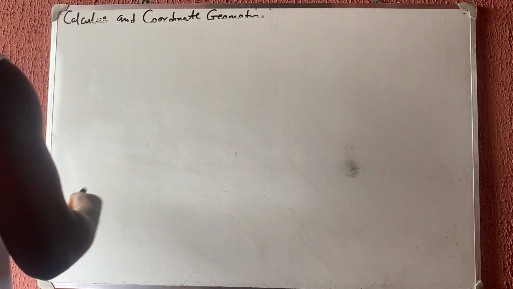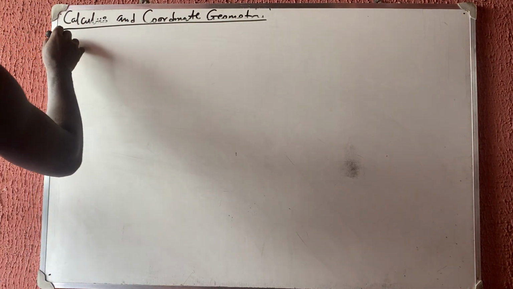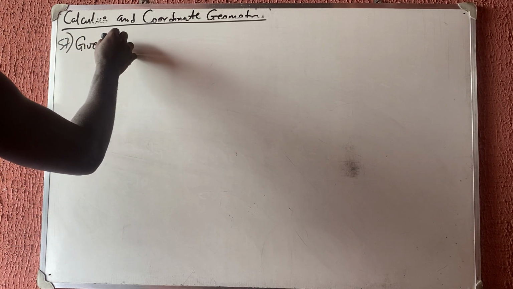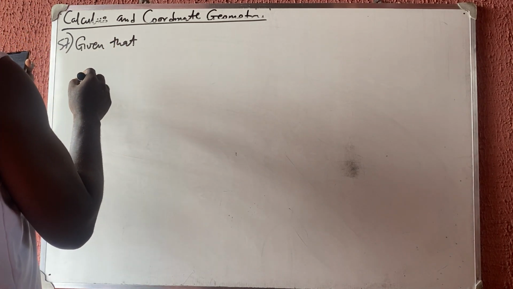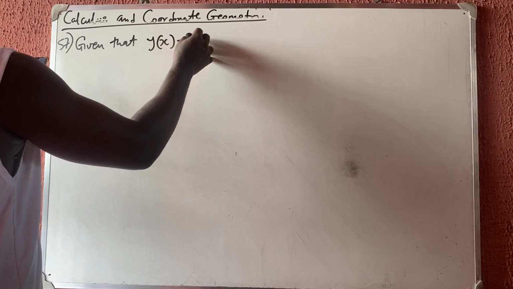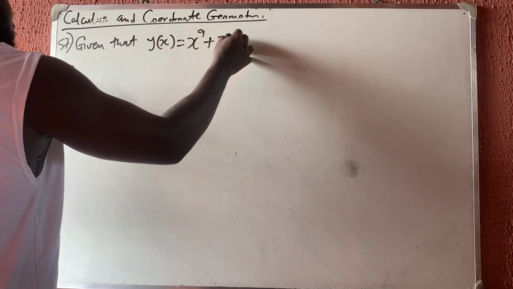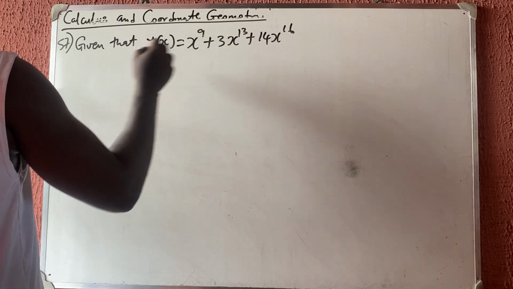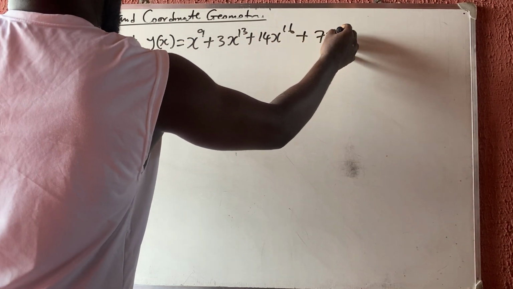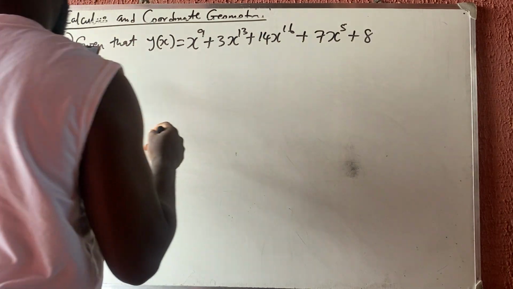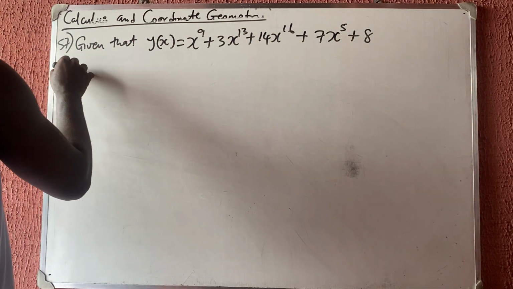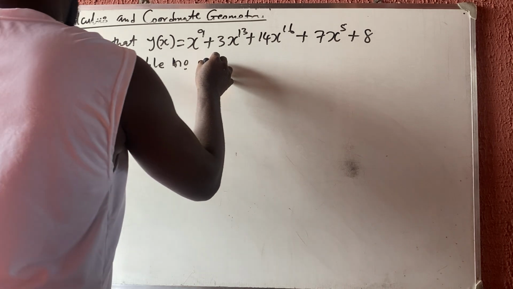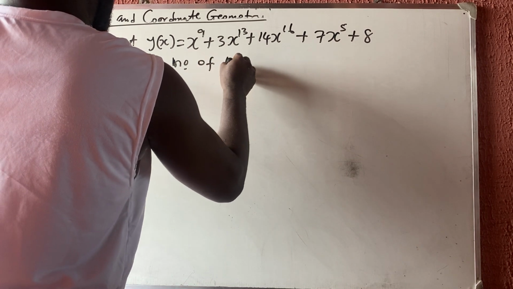Question number 57 says, given that y of x is equal to x^9 + 3x^13 + 14x^16 + 7x^5 + 8, then the possible number of turning points.